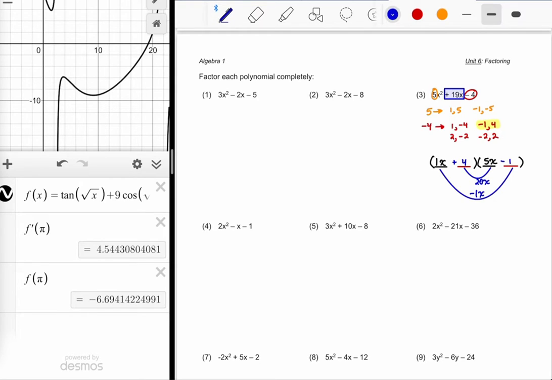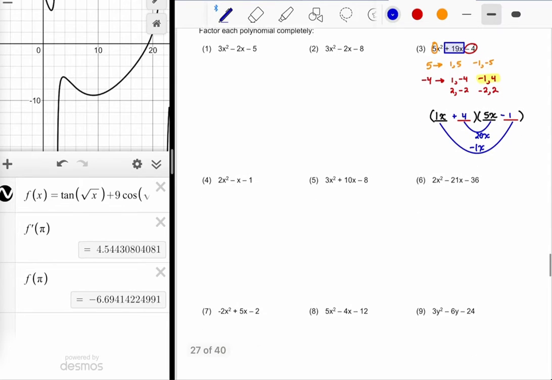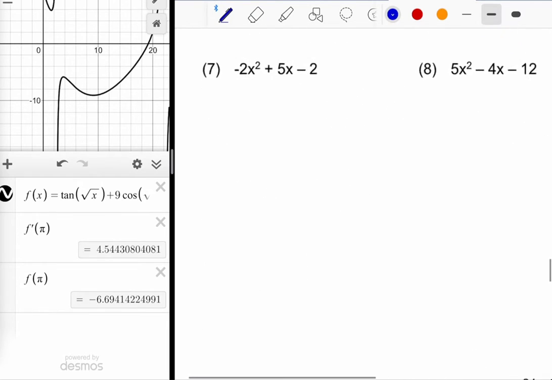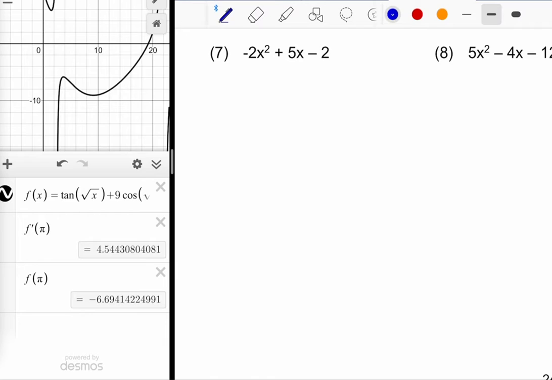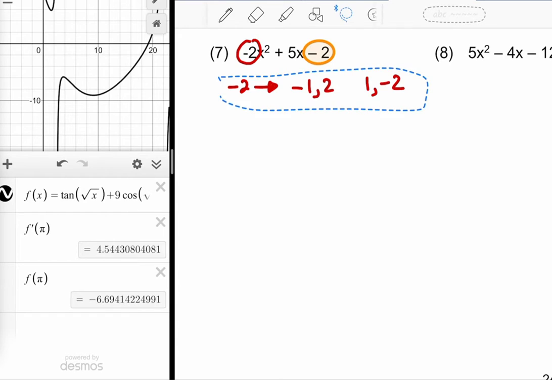All right, so let's take a look at number 7. Again, I'm looking at factors of my first term. I have the -2. Factors are -1 and 2, well, I'll just write 1 and -2, because -2 and 1, same deal. Fortunately, my C term is the same thing, so its list of factors will be the same.